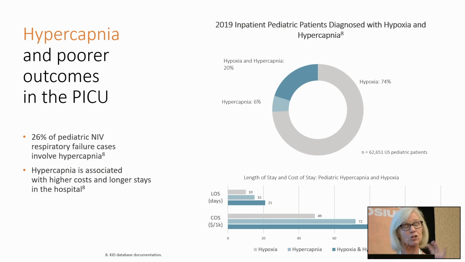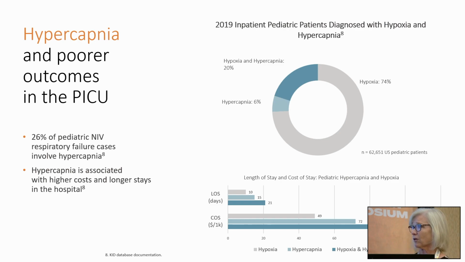So patients who were just hypoxic had about a 10-day length of stay. Hypercapnic patients, 15. If they had both, it's 21. So those lengths of stay also were associated with an increased cost of stay. You can see the cost of stay down here in the bottom graph.